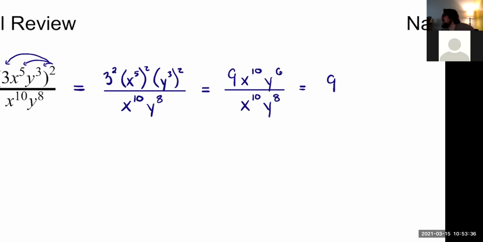I thought you said 9. It would be none. So there would be no more x's left. What about y to the 6th divided by y to the 8th? It would be -2. So I would have y to the power of -2.